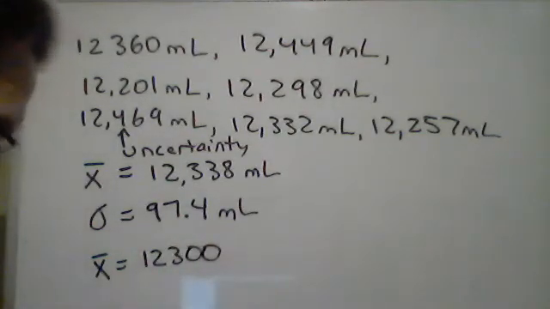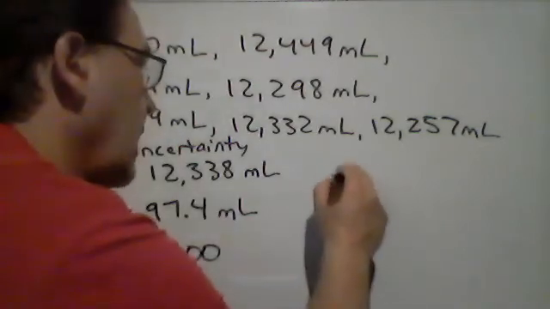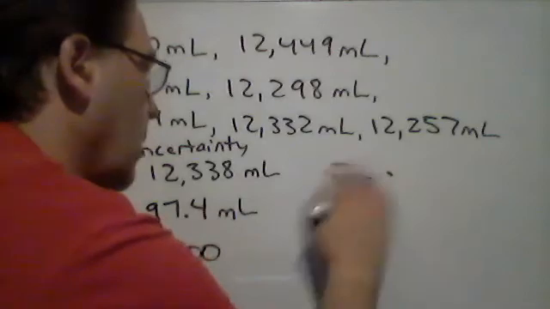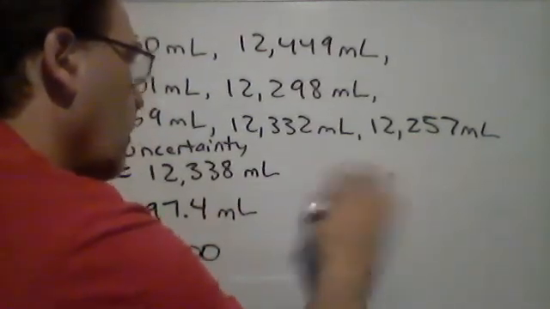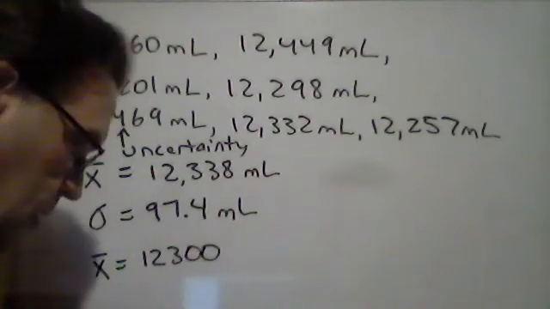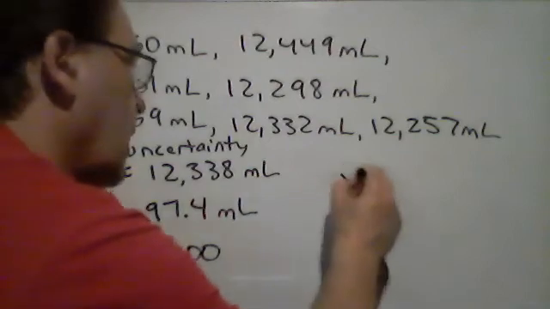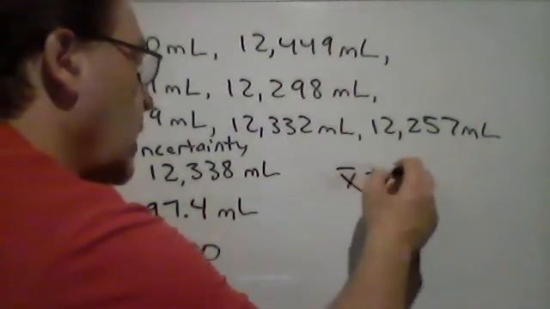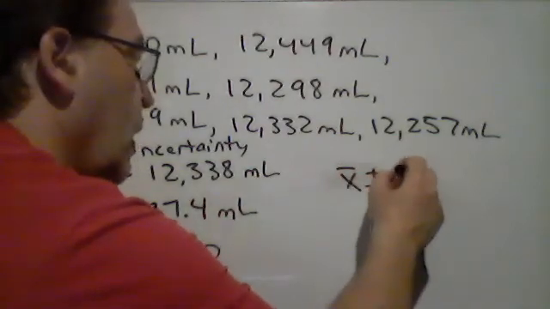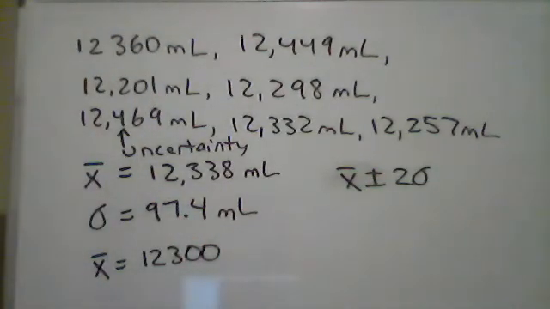All right, that's pretty much the best I can do. And what do I normally say? I normally say that I want to calculate X bar plus or minus 2 sigma. That's really my average, right?